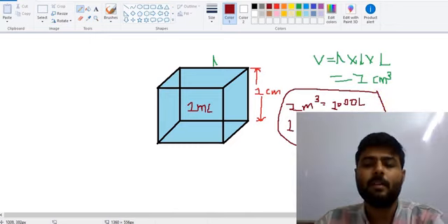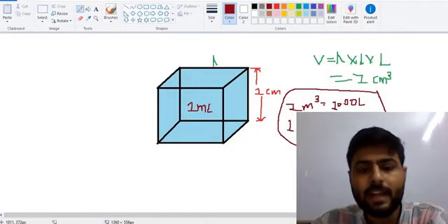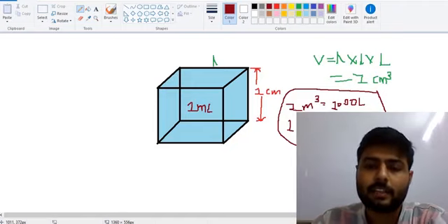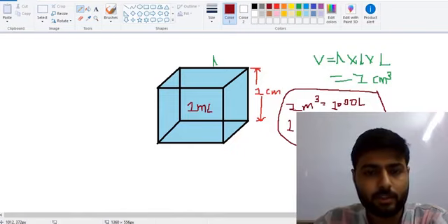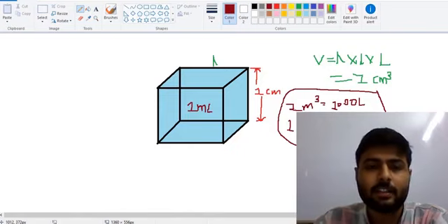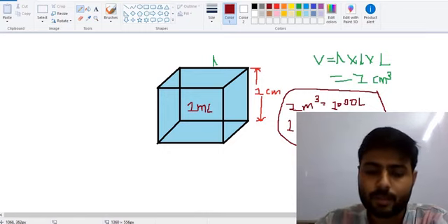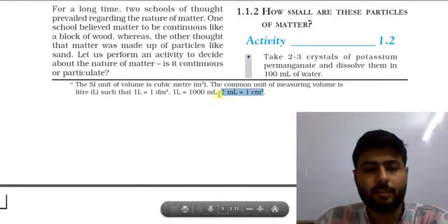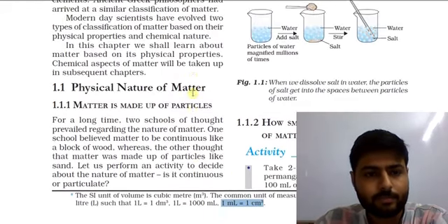These both are very important relations. We should remember 1 liter is equal to 1000 milliliter and 1 meter cube is equal to 1000 liter, because you will use these relations in some of your chapters in mathematics also. So we understood this basic interrelation for volume.